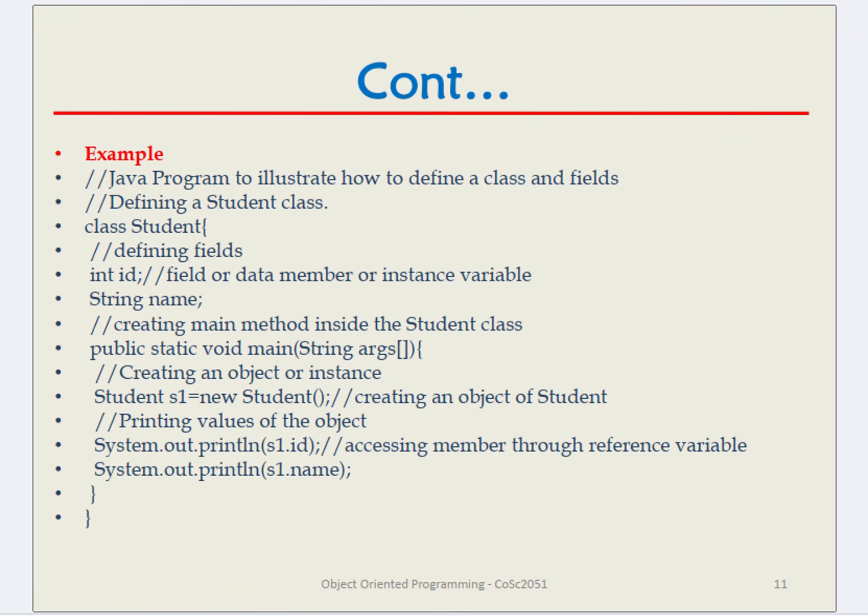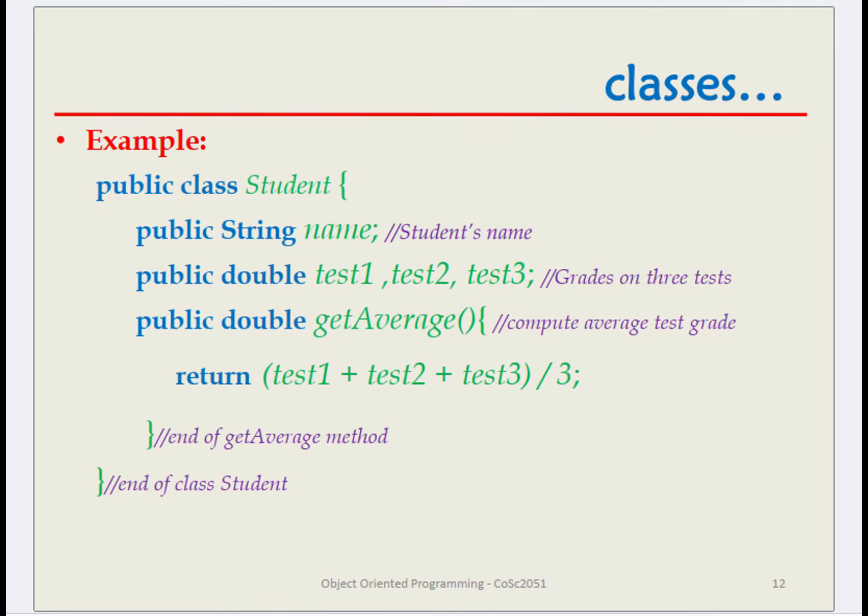Classes example: public class Student, public String name, the student's name; public double test1, test2, test3, grades on three tests. public double getAverage, compute average test grade, return (test1 + test2 + test3) / 3. End of getAverage method, end of class Student.